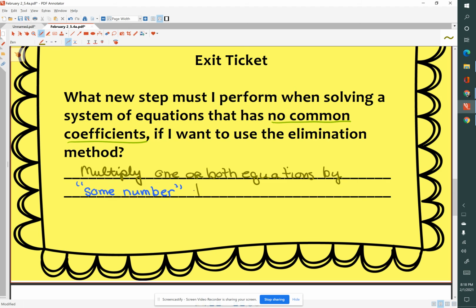By some number to create matching opposite coefficients. So what do I need to do? I need to multiply one or both. Tomorrow we'll have some where we do both. Multiply one or both equations by some number to create matching opposite coefficients.